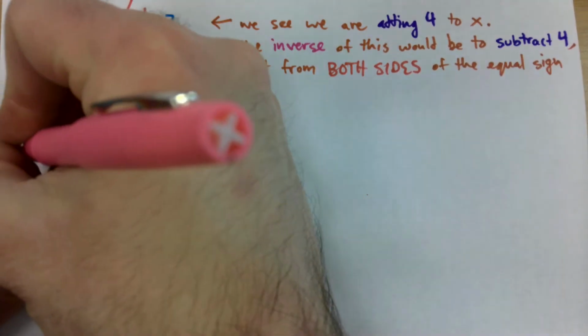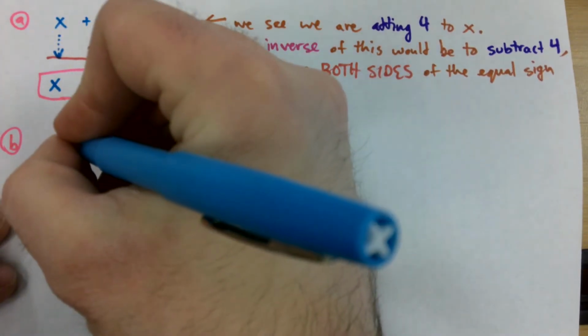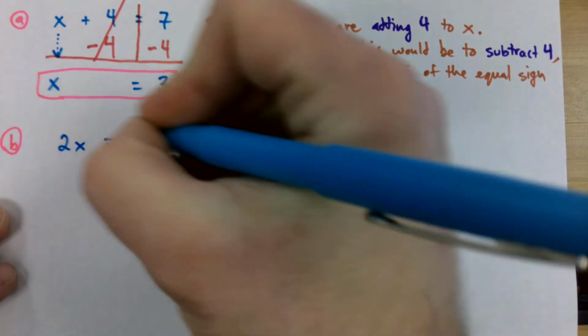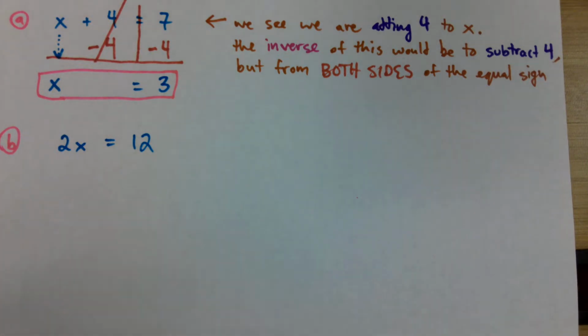Let's go down to B. Example B is going to look something like this. 2x equals 12.